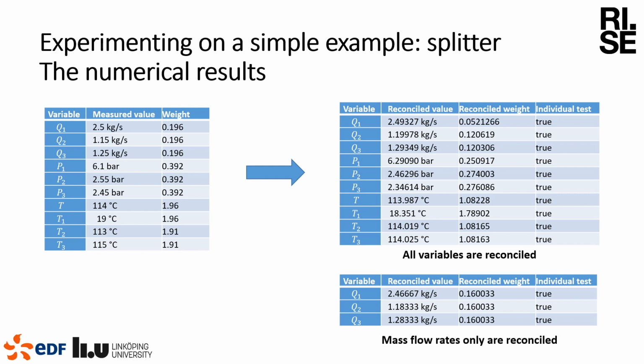These values are provided as inputs by the user in a CSV file, and then on the right hand side you see the data reconciliation results with the reconciled values and the reconciled weight and the individual test. And you can see the reconciled values are very close to the initial measured values, and the individual test shows that the reconciled values and the measured values are correct. And the below table presents another configuration of a splitter model where we reconcile only the mass flow rates Q1, Q2 and Q3.